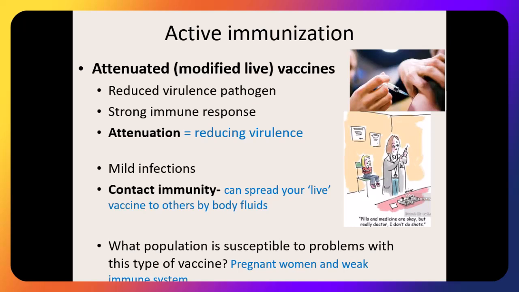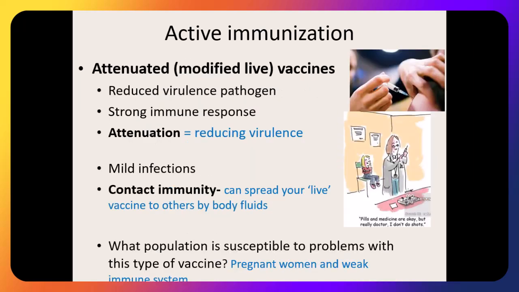And again, because we're expecting a strong immune system response, if you don't have a strong immune system and you have a living organism in the body, even though it can't cause disease, it's still reproducing, it can cause longer lasting side effects. So people with weak immune systems, we don't give attenuated live vaccines to either.